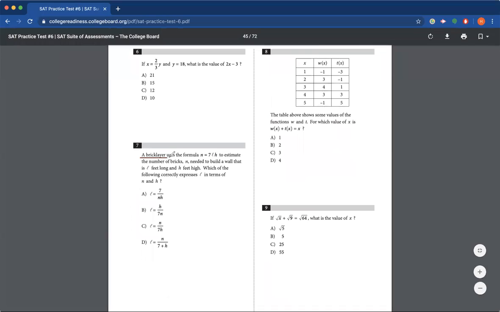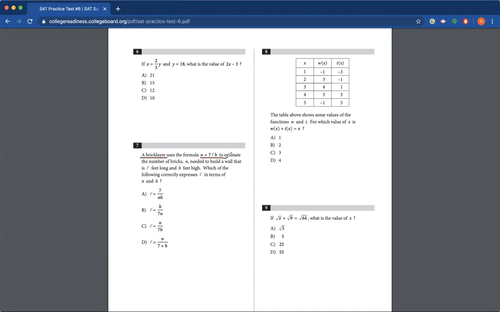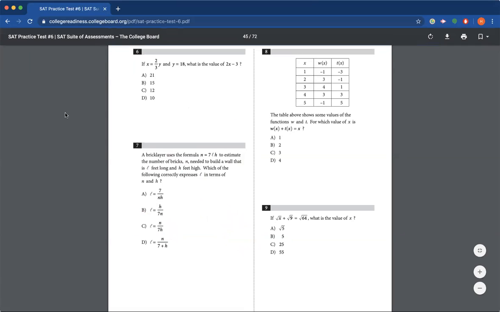Okay. A bricklayer uses the formula N equals 7LH to measure the number of bricks needed to build a wall L feet long and H feet high. Which of the following correctly expresses L in terms of N and H? So that should be N over 7H. All right. So this one is not too bad. You just have to isolate L, and by isolating L, you have to divide both sides by 7H. Okay? So that's what it means. And if you guys have any questions, just type it in the chat, or raise your hand, I guess.